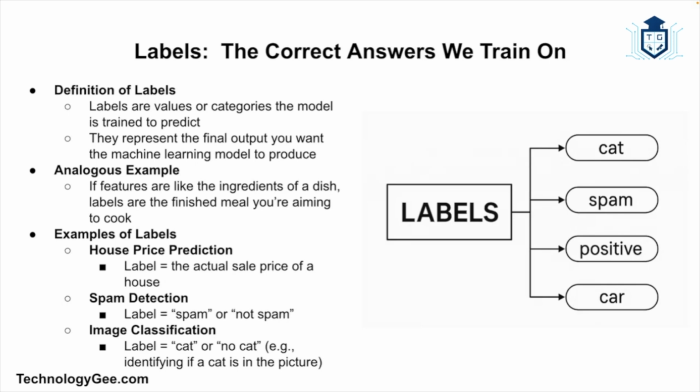All right, next let's talk about labels. So if features are the ingredients, then labels are the final dish you're trying to make. In machine learning, a label is the value or category you want the model to predict. So here are some examples of labels. Using our house price example, the label is the actual sales price of the house. Another example, if you're training a model to recognize spam emails, the label might be spam or not spam. And another example could be if you're training a model to recognize cats in images, the label is either a cat or not a cat.